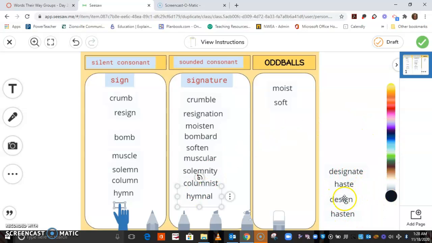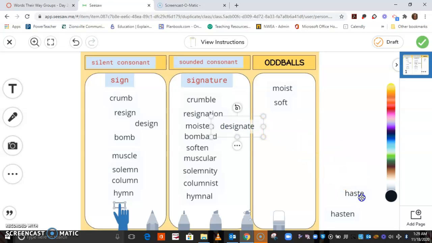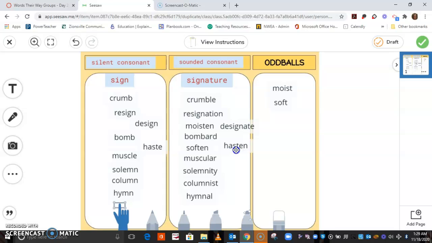And then we've got design, another silent G, right? And then designate, haste, and hasten. Hear that silent E? You hear the E over here. It's actually a shorty. Okay, so what you notice is most of these words are going to have these smaller words inside of them. So if you know how to spell those smaller words, you're in really good shape. You just have to add that last part to it.